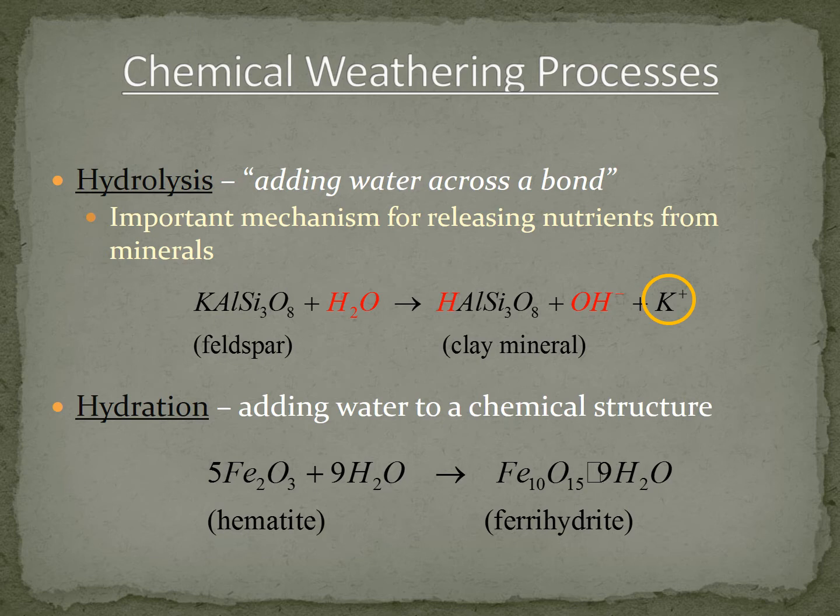Hydration is where we add water to a chemical structure. So in this instance, we have the example of hematite, which is an iron mineral, obtaining water into its chemical structure, and then it is transformed into a mineral known as ferrihydrite.